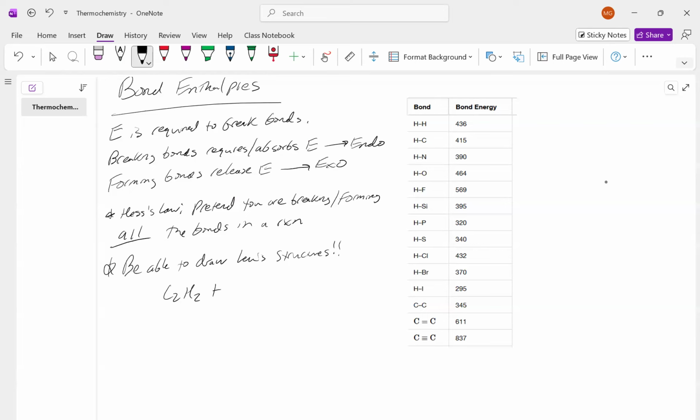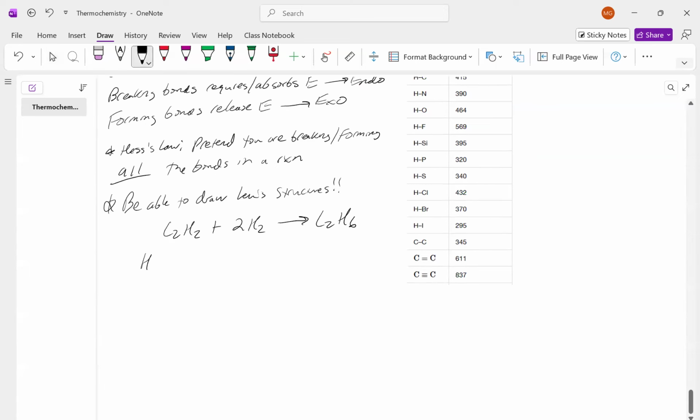We're going to take acetylene and add hydrogen to it to make ethane. What I'm going to do is draw the Lewis structures for these. So here's the Lewis structure for acetylene. And here's the Lewis structure for hydrogen. Since the balanced equation says 2H2, I'm going to put 2 there. And that's going to make ethane. So again, maybe pause the video, go back and review Lewis structures.